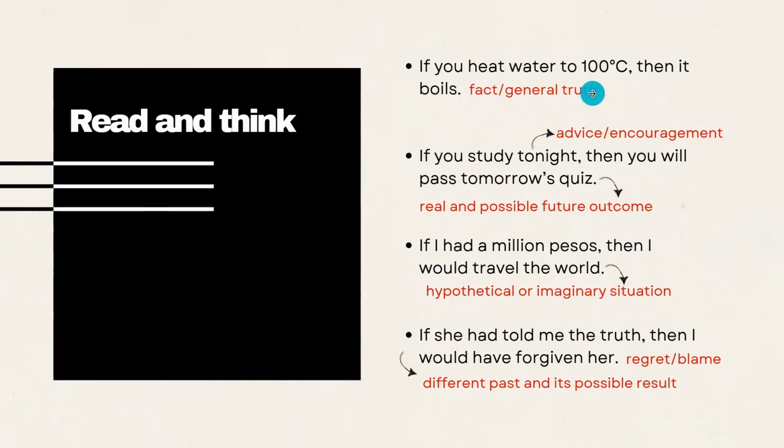The water example is a fact or general truth, something that is always true, like a scientific law. The sentence about studying is a real possible future outcome. It hasn't happened yet, but it could happen if you meet the condition, right? So the million pesos example is an imaginary or hypothetical situation. It's not real, but it shows what you would do if things were different, right?